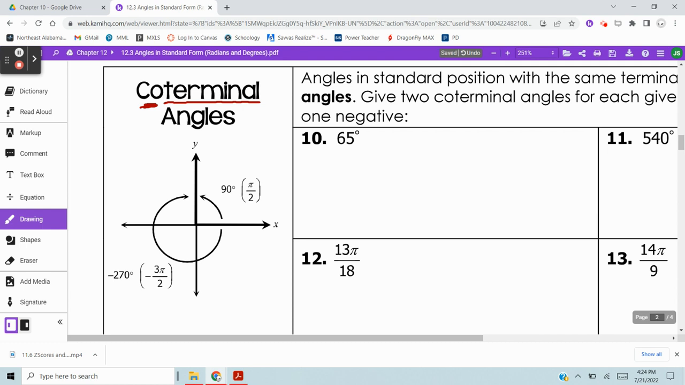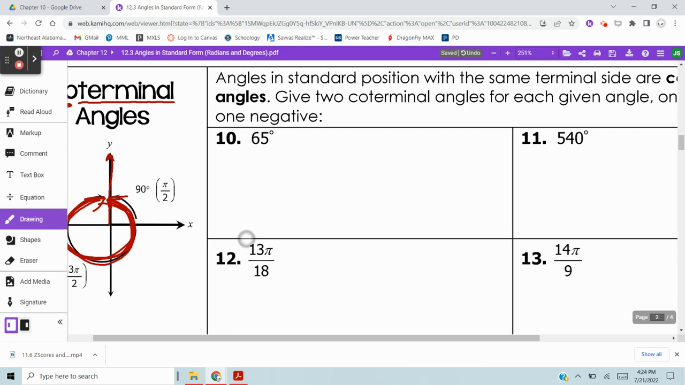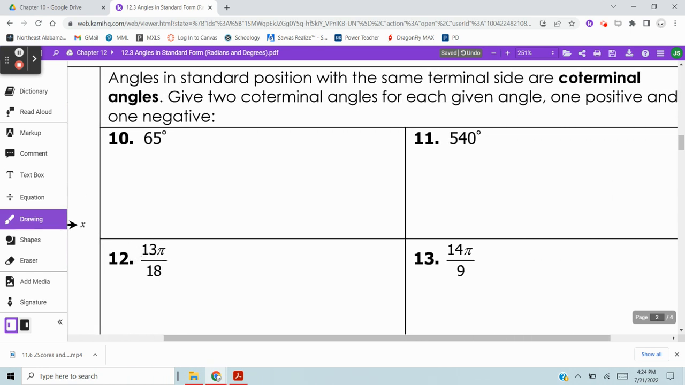And the way that we find coterminal angles, think of it like this. If I were to take this 90-degree angle, and what if I spin another 360 degrees? I end up in the same place. Or if I spin another 360 or another 360, I end up in the same place. So what we can do is we can either add 360 degrees to an angle, or we can subtract 360 degrees from an angle, and that's going to give me coterminal angles. They're going to be in the same place. So angles in standard position with the same terminal side are coterminal.